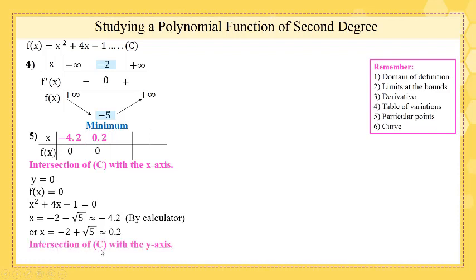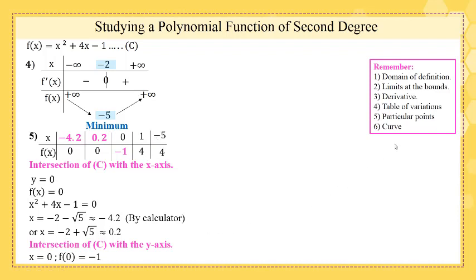Intersection of C with the y-axis. Thus, x equals 0, that is, f of 0 equals minus 1. We got the coordinates of a new point, which is (0, minus 1). We will continue determining some particular points such as (1, 4) and (minus 5, 4).